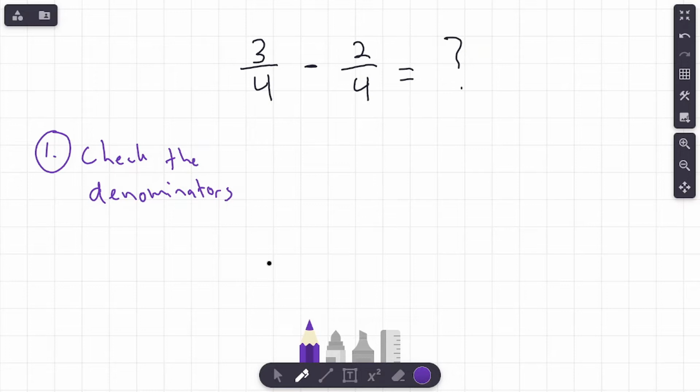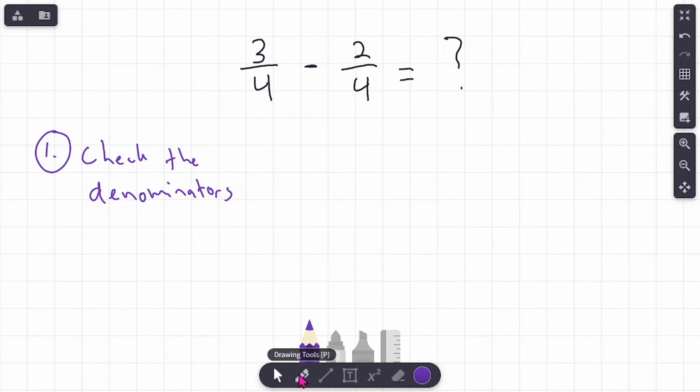Remember what we've talked about before. If the denominators are the same, if they're the same number, if they're like denominators, then we can go ahead and start subtracting them. If they're not the same, then we're going to have an extra step. So let's check these denominators real quick. For both fractions, the denominators are 4. Okay, so that means that we're going to be able to go ahead and solve them. We don't have an extra step.